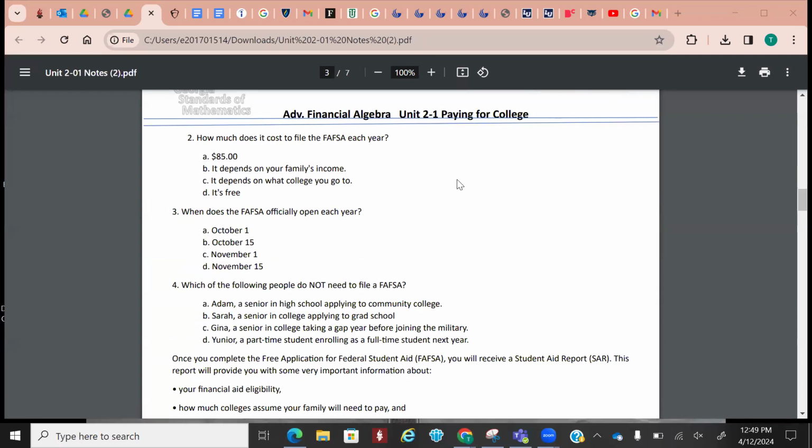How much does it cost to file the FAFSA? It's free. That's in the name. It comes out every October 1st.